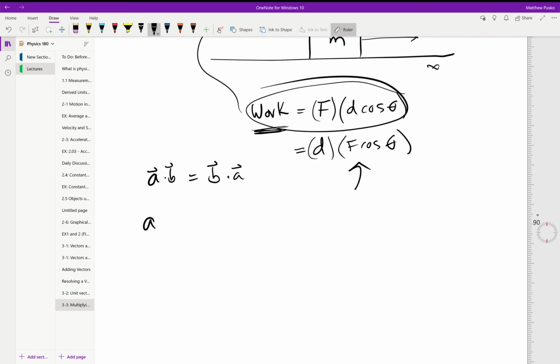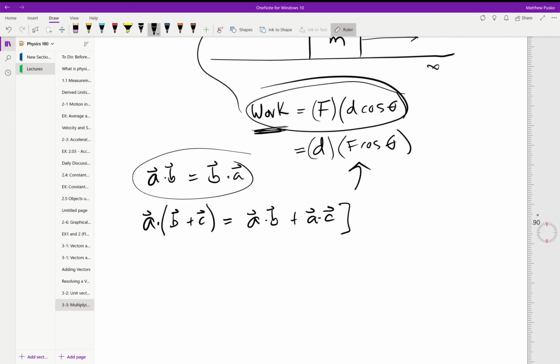So if we had some scalar, some vector A, and we wanted to dot that into B plus some other vector C, we could add the vectors together first and then dot them. Or if we, for some reason, made the problem easier, we could say that's equal to A dotted into B plus A dotted into C. So you don't need to memorize this one yet. You need to know this other stuff and the prime definition for the dot product, A B cosine theta.